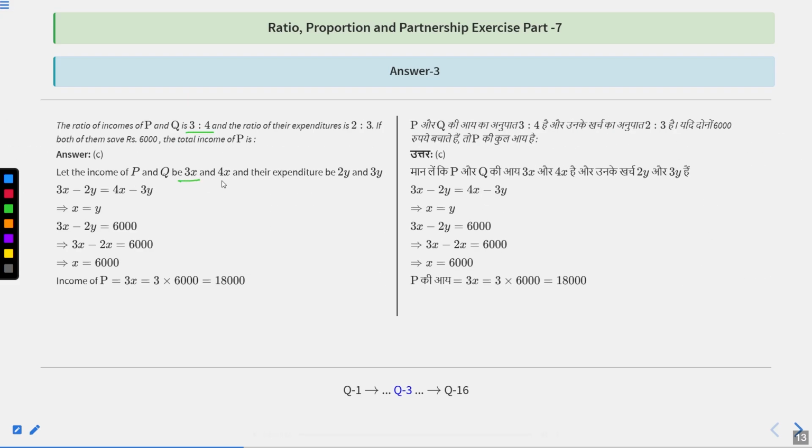The incomes of P and Q are 3x and 4x and their expenditures are 2y and 3y because the ratio of expenditure is 2:3. The question says that their savings are equal. Clear? So we can say that 3x minus 2y equals 4x minus 3y. When we calculate it, we find that x equals y. According to the question, 3x minus 2y equals 6,000. Putting x in place of y, we get 3x minus 2x equals 6,000, so x equals 6,000. So the income of P equals 3x. Multiplying 3 by 6,000, we get 18,000. So C is the correct answer.